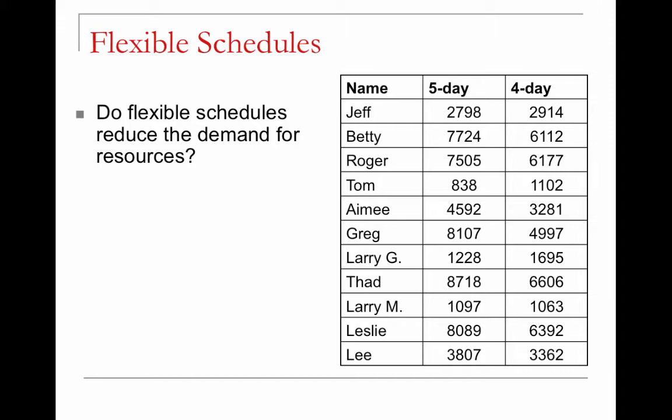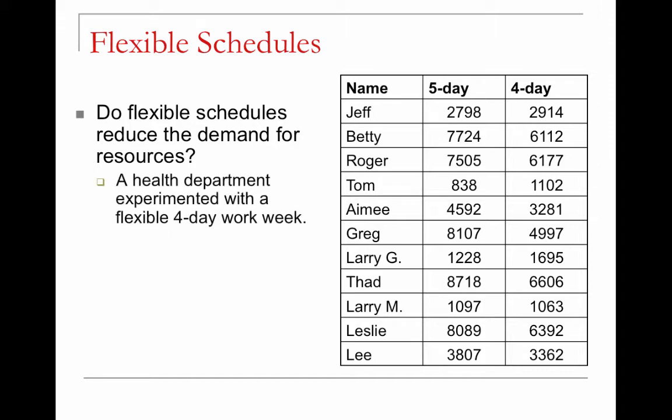A flexible schedule is when you can choose whether you work 5 8-hour days or you work 4 10-hour days. And if you do work the 4 10-hour days, you might work Monday through Thursday, or Tuesday through Friday, or Monday, Tuesday, and Thursday, Friday. But you work only 4 days instead of all 5. And we want to know if the flexible schedule reduces the demand for resources.